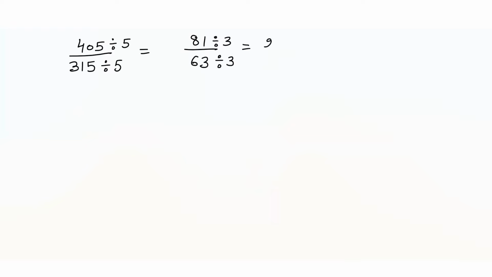Similarly, we have another example, 405 divided by 315. I can simplify this with 5 because both are divisible with 5. So I'll get here 81 over 63. Now 81 is divisible by 3. 63 is divisible by 3. 27 over 21. Then I can divide again it with 3. I can simplify it with 3. I'll get here 9 over 7.